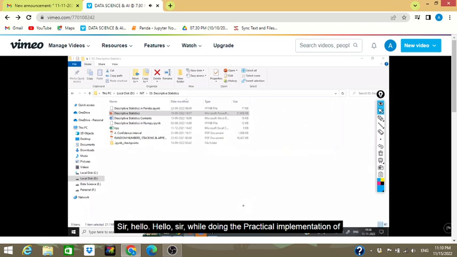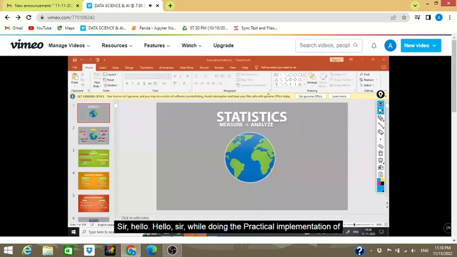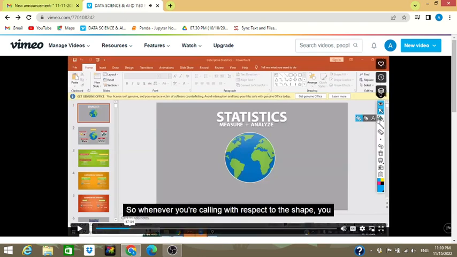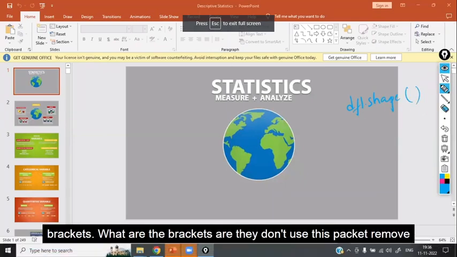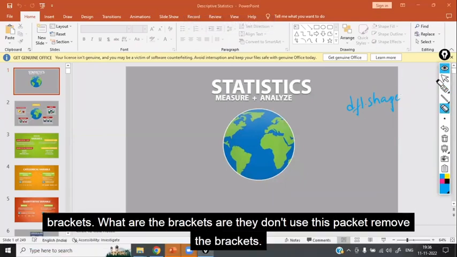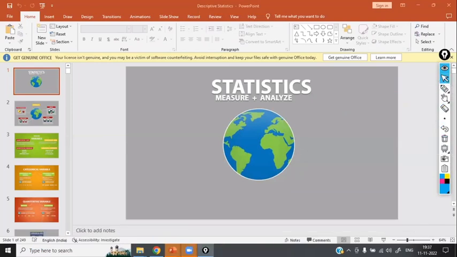Sir, hello, sir. While doing the practical implementation of shape, I'm getting the error: object is not callable. Whenever you're calling shape, you have to use only df1.shape. Don't use the brackets. Remove the brackets. Right?